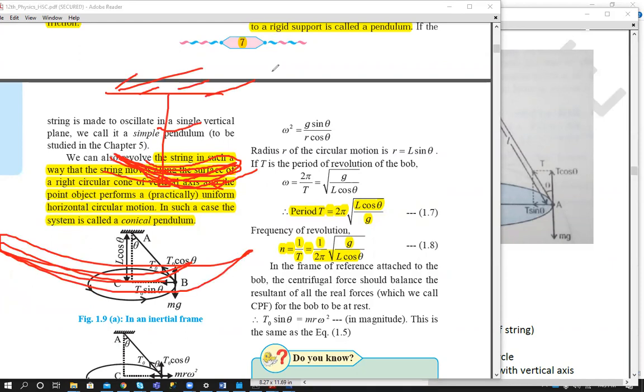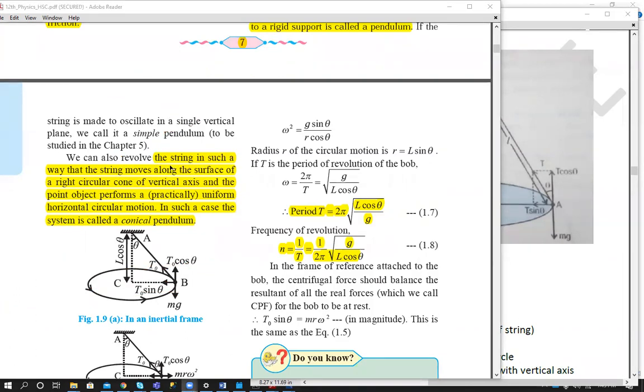So it is written here in the definition: a string in which the string moves along the surface of a right circular cone of vertical axis, and the point object performs a uniform horizontal circular motion. Such a case is called conical pendulum. Okay. So let's see the derivation.